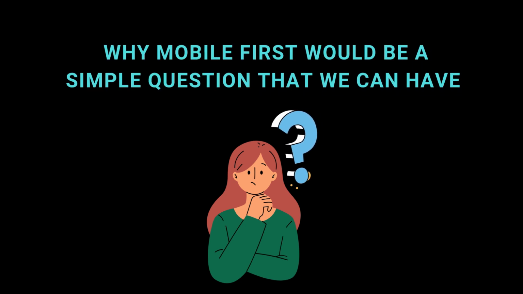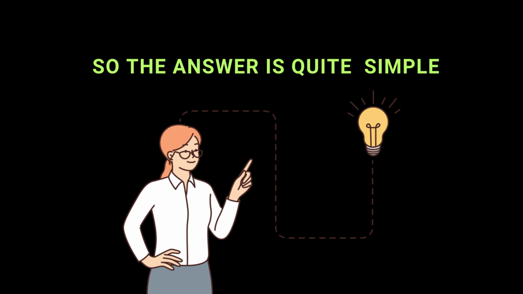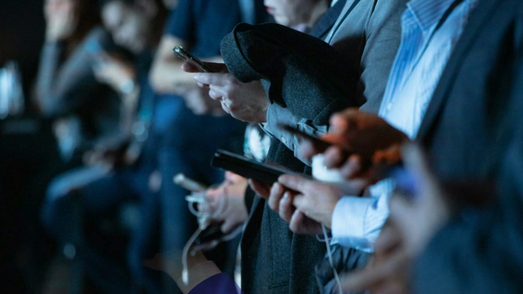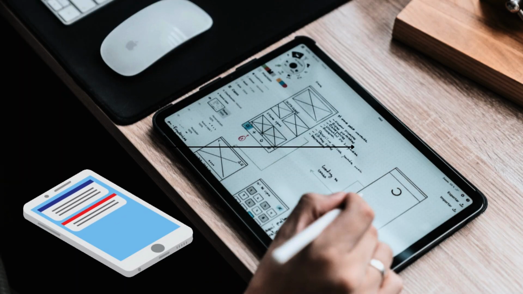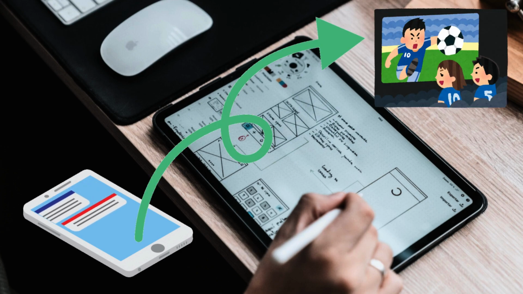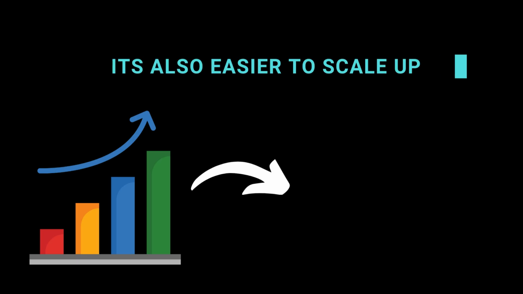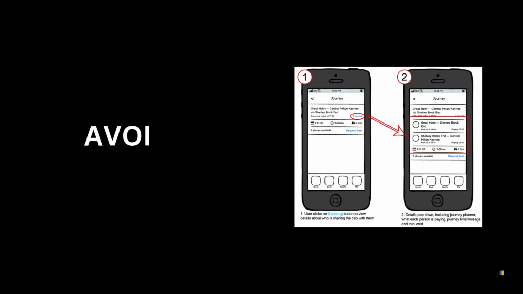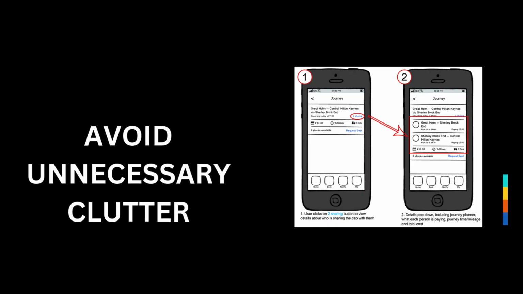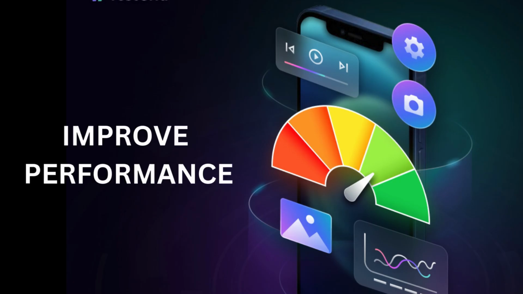Why mobile first would be a simple question that we can have. The answer is quite simple. Most users are using mobiles nowadays. So it makes sense to design for mobile first and then enhance for larger screens. It's also easier to scale up than to scale down. The mobile first approach forces you to focus on the essentials first, avoid unnecessary clutter, and improve performance.